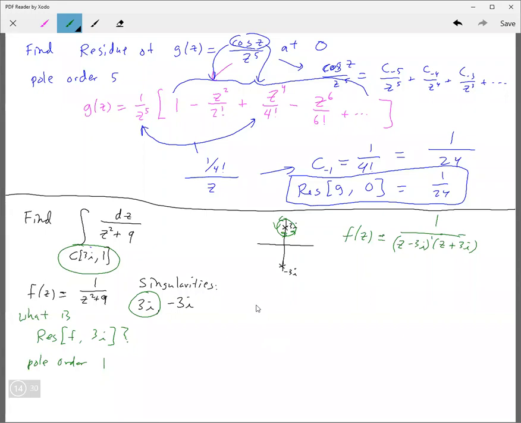Okay, so that means that 1 over z squared plus 9 is equal to, it's a pole of order 1, so the lead-off term is this guy. No, that's not squared. And we want to find this term right here.